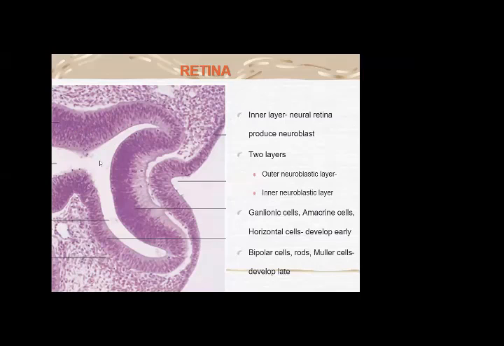Between the two layers is this space which is called intraretinal space. And this intraretinal space is continuous with the cavity of the forebrain via the optic stalk. ये optic stalk है, elongated part जो है. Okay.